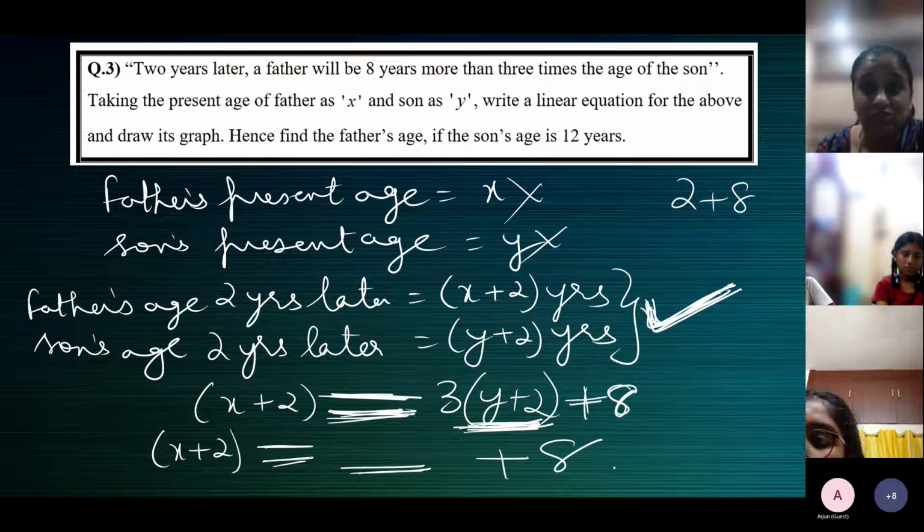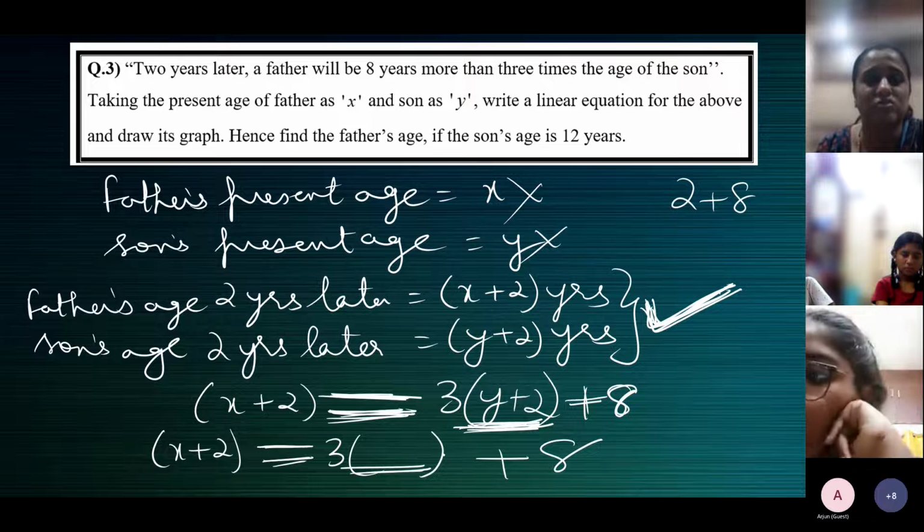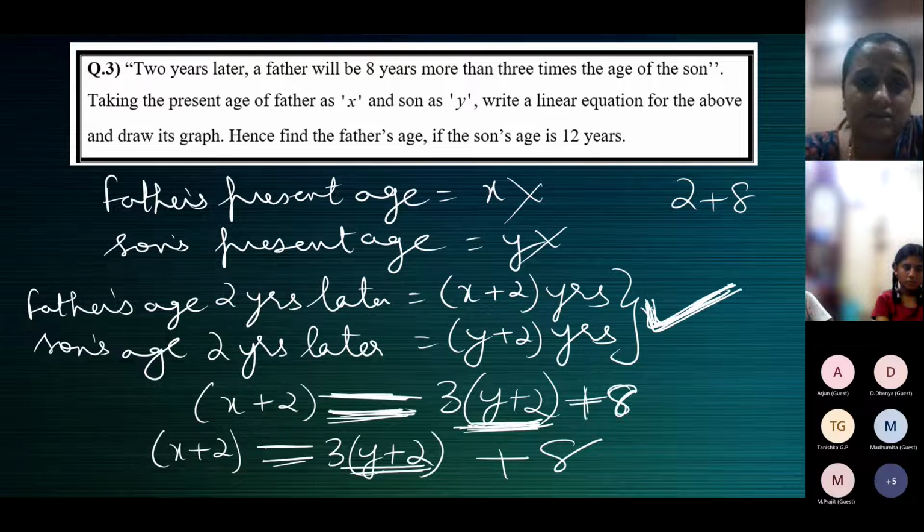More than 3 times, so 3 into something. 3 times what? The age of the son. What's the age of the son? Y plus 2. That's all. This is the equation. This is the required linear equation in X and Y. Now we need to make a graph of this equation, and from the graph, we need to find the father's age when the son's age is 12 years.